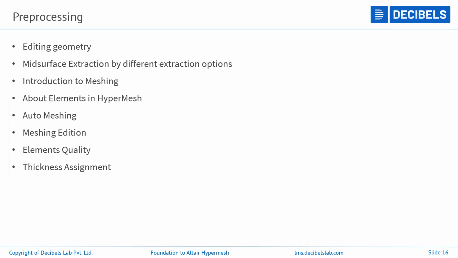Then the quality. After creating anything, we need to certify it using certain parameters, and then I am going to finalize that element. Then finally the thickness assignment. We'll discuss one by one in HyperMesh.